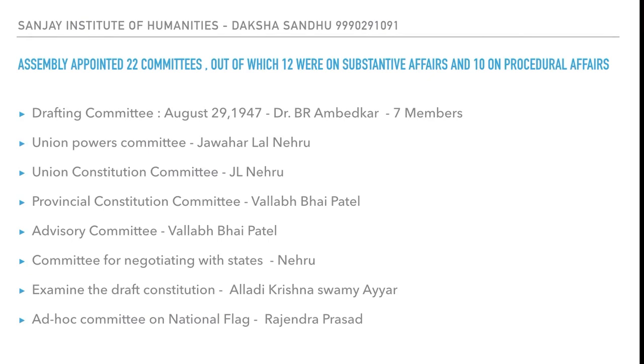First one is the Drafting Committee. It was formed on August 29, 1947. The chairperson of the Drafting Committee was Dr. B.R. Ambedkar. There were 7 members. First one was Dr. B.R. Ambedkar. You can jot down the names of the members. I am highlighting over here.